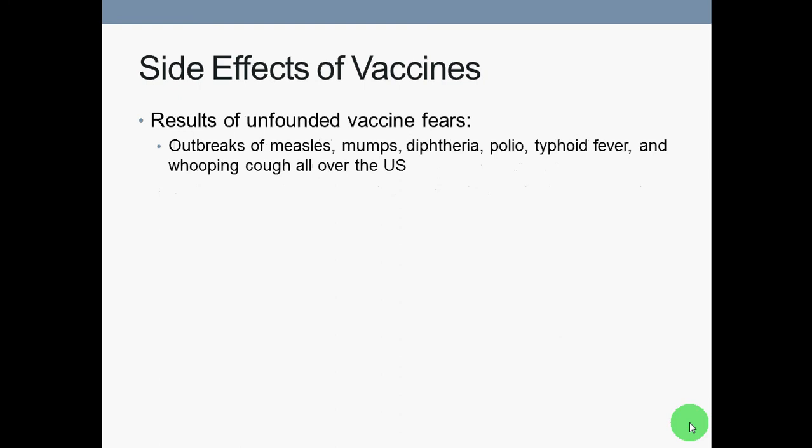One of the terrible consequences of all these concerns about vaccine safety is that with fewer and fewer parents having their children vaccinated, we're starting to see a resurgence in childhood diseases that we used to think were eradicated. Examples would be measles, mumps, diphtheria, some polio, typhoid fever, and especially whooping cough. Even in the United States, we're seeing these diseases popping up because some parents have not gotten their children vaccinated.